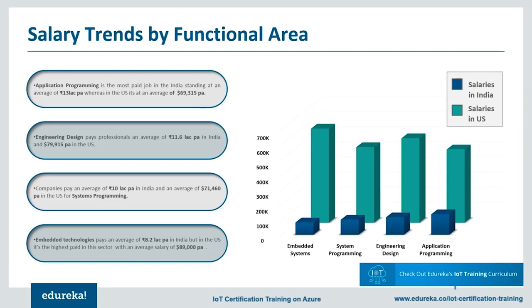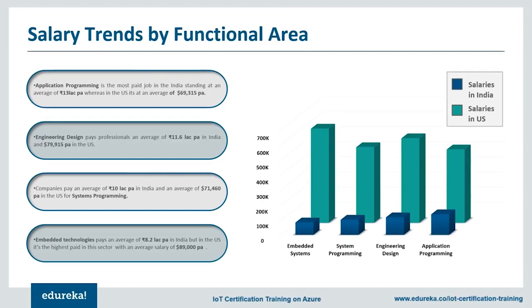On one end of the spectrum, we see application programming being the highest paying job in India with an average of 13 lakhs per annum, whereas its US counterpart pays about $69,000 per annum. On the other side of the spectrum, we have embedded technologies, which pays an average of 8.2 lakh per annum in India, but in the US, it is the highest paid in the sector with an average of $89,000 per annum. The system programming and engineering design sectors lie somewhere in between with 11.6 lakh per annum and 10 lakh per annum respectively.